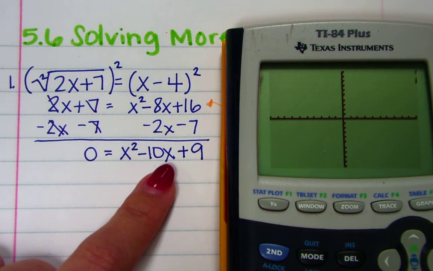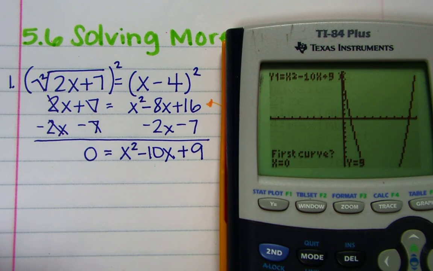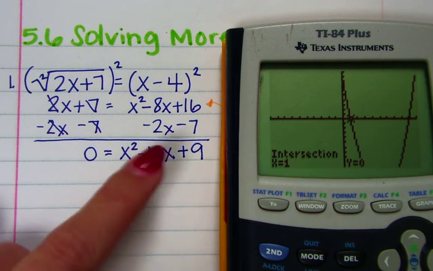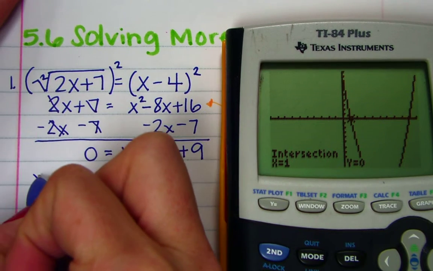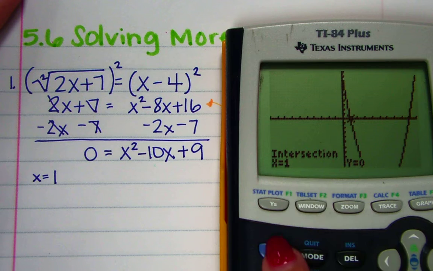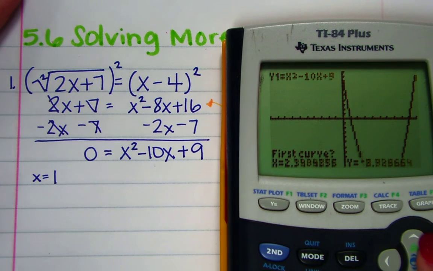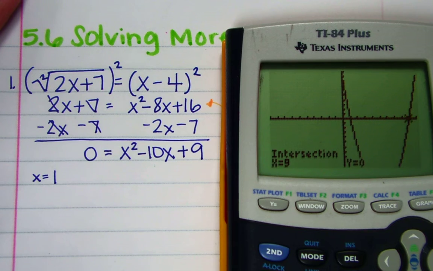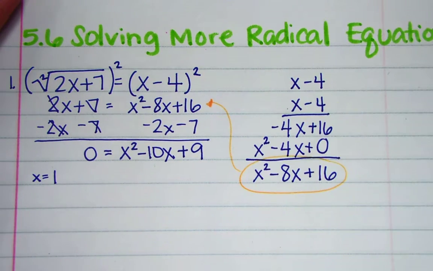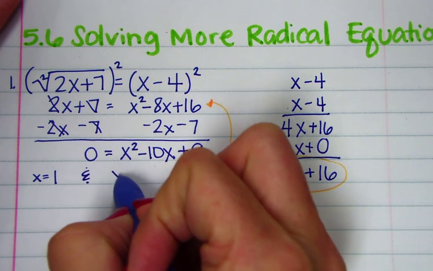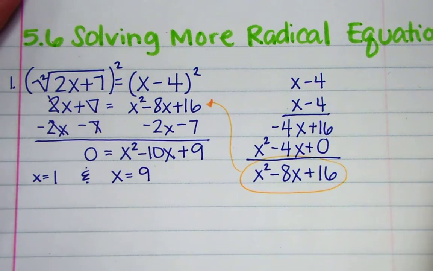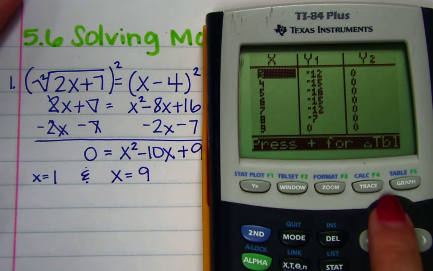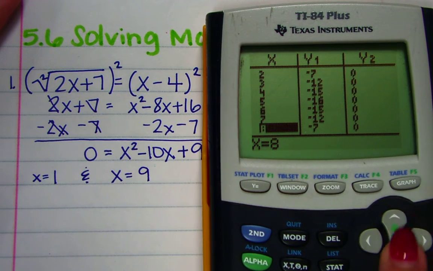Then I graph, and we do second trace 5, enter, enter, enter. Okay, so I get one of my answers is x equals 1. Then I'm going to do second trace 5 again, go to the other side. And enter, enter, enter. And get x equals 9. Do y'all remember another way that we could have done it instead of doing second trace 5? Second graph, the table, right? You could do second graph, the table, and we would be looking for where y equals 0.